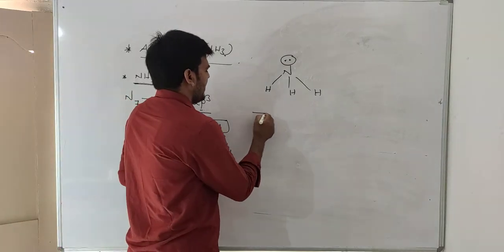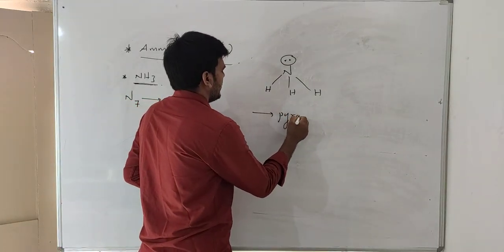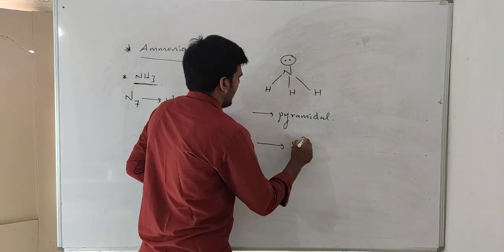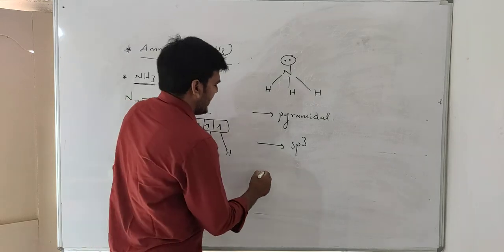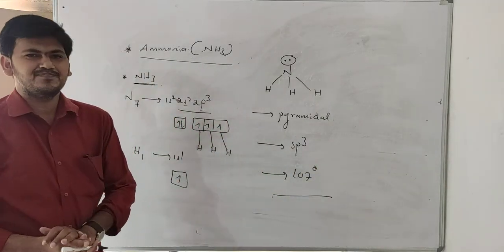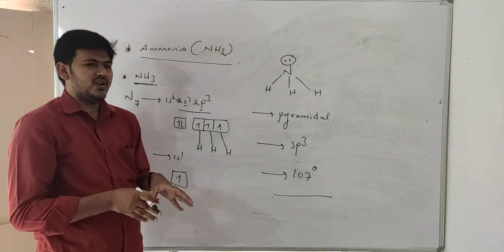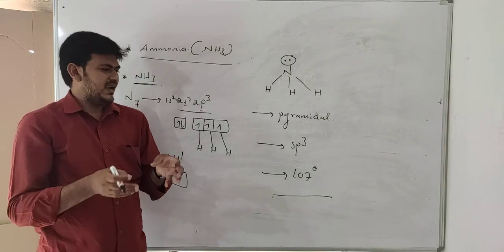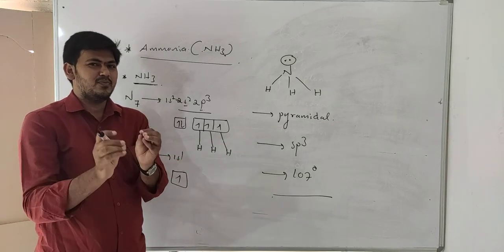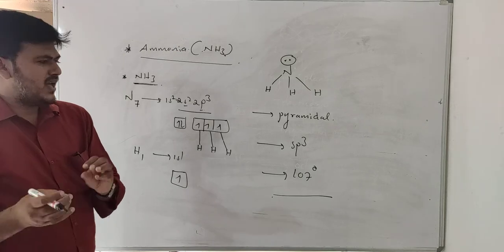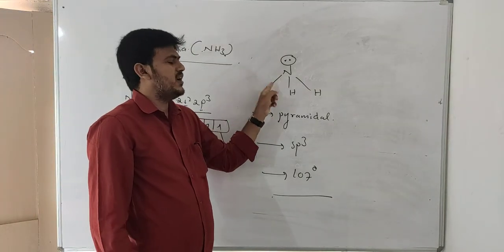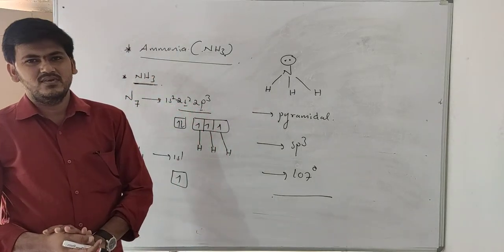The shape of the molecule is pyramidal, and the hybridization is sp3. The bond angle is very important: approximately 107 degrees. So in ammonia, nitrogen undergoes sp3 hybridization. In sp3 hybridization, the shape is actually tetrahedral, but in ammonia the shape of the molecule is pyramidal due to repulsions between the lone pair and bond pairs.